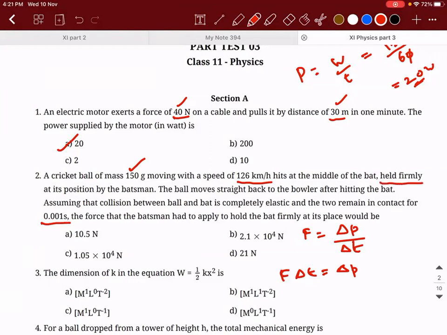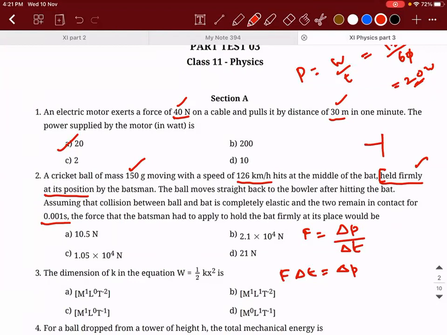What do you mean by held firmly at its position by the batsman? This question is giving a lot of hint. It means the batsman didn't move the bat at all. So what has happened? The ball has gone and hit a stationary bat and come back.